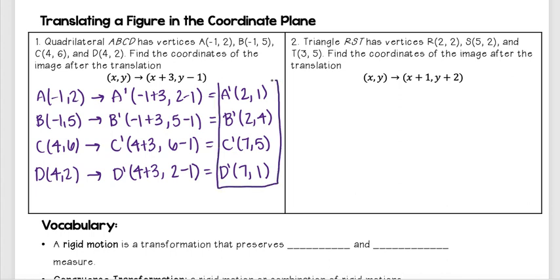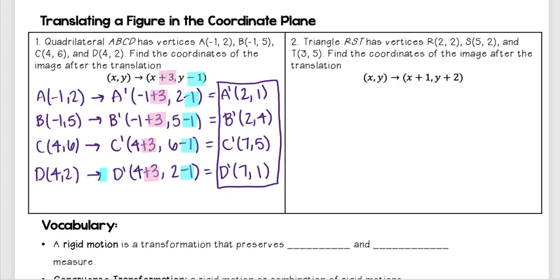And so I could actually go ahead and graph these. I could graph all of these points and then all of these points to see how my figure translated and moved into a different part of the coordinate plane. And so, as you notice, I added 3 every single time to my x, and then I subtracted 1 every single time to my y.